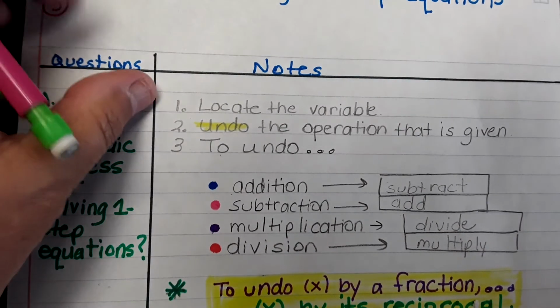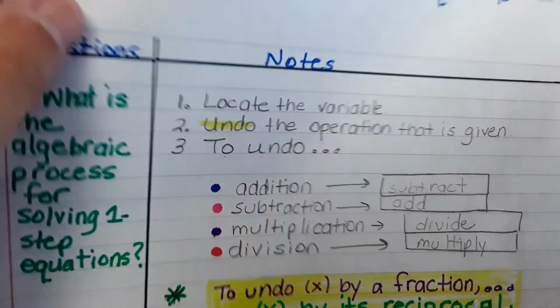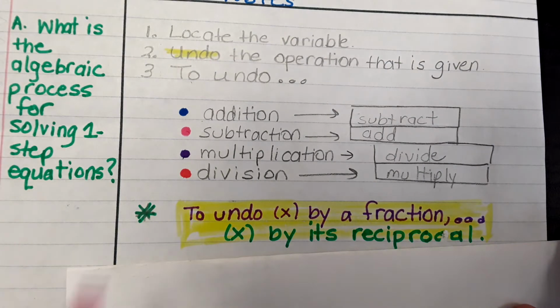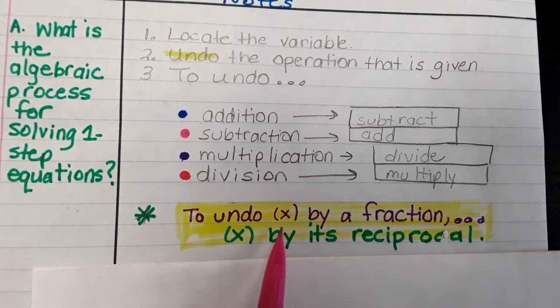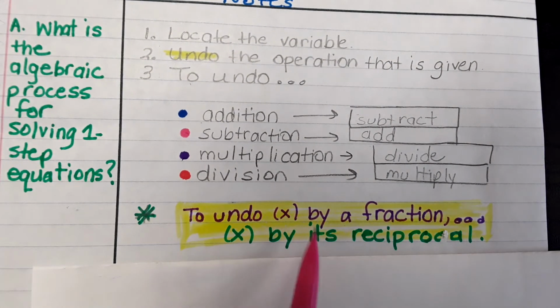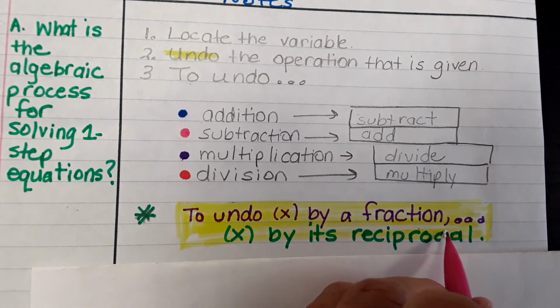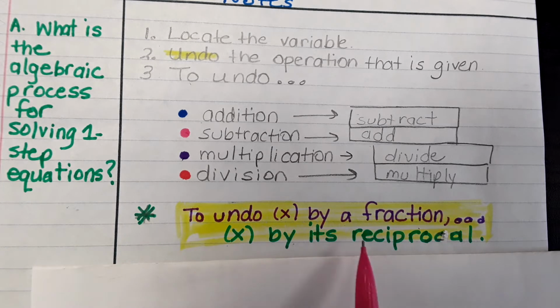Now, there's one that's a little bit trickier than all the others, and you're going to see this in tonight's homework. So to undo multiplying by a fraction, and notice I have highlighted this because I feel that this is going to be the hardest one for you. To undo multiplying by a fraction, you multiply by its reciprocal. And we're going to talk about that word reciprocal as well during the notes today.